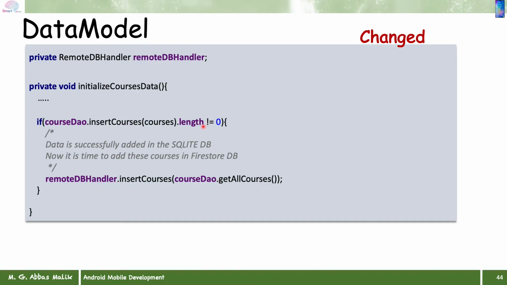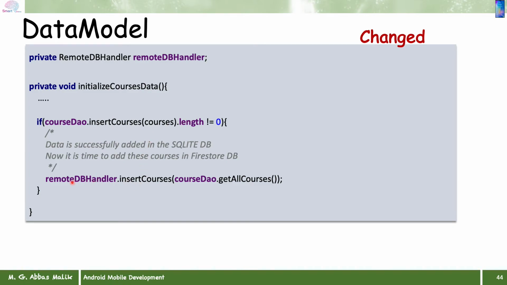The same thing we are going to do inside our data model. I also need to change, remember we have initialized course data, in which we are creating all those course objects and adding them into a list, and at the end we are adding those using the course DAO. We are inserting the courses inside our Room database, the SQLite database. So here I'm checking. Once it has returned, it returns an array of the IDs. If the length of that array of IDs is not equal to 0, it means it has added those courses inside our Room database.